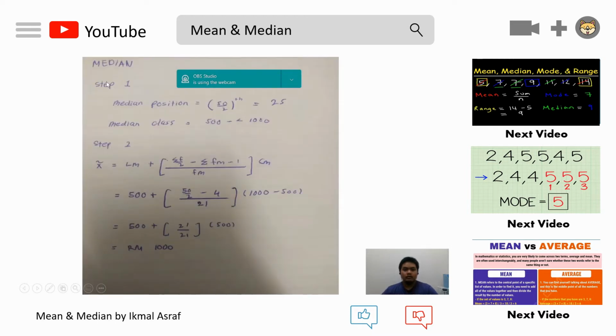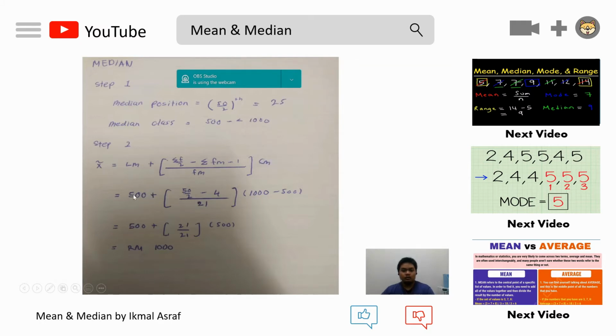So to find median, the first step is to find the median position. 50 will be divided by 2, then we will get 25th position. Median class will be 500 to less than 1000. The second step is we will use the formula. Here is the lower bound of the median class, total frequency divided by 2, cumulative frequency before the median class. Here is the frequency of the median class and size of the median class.